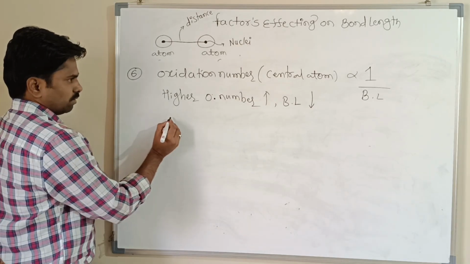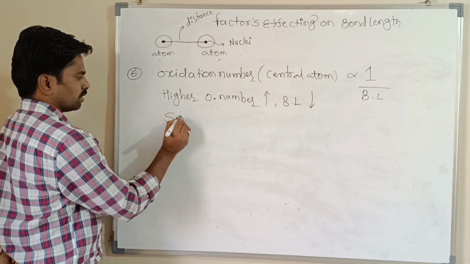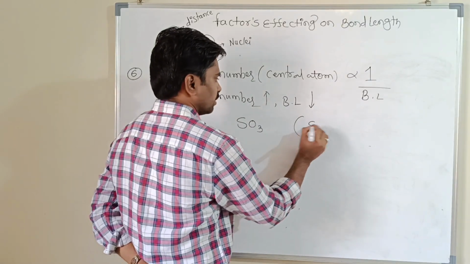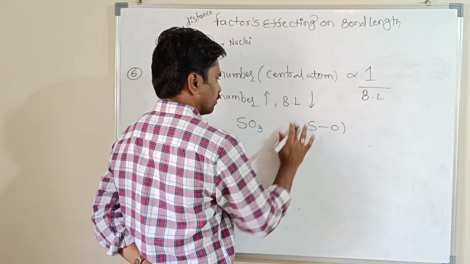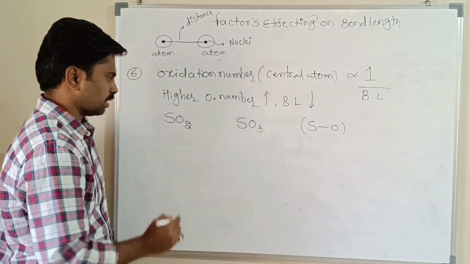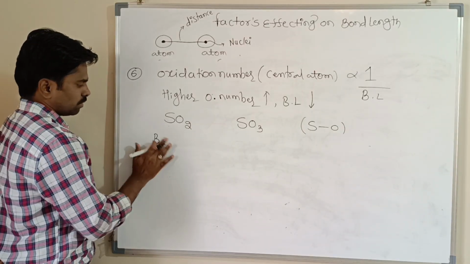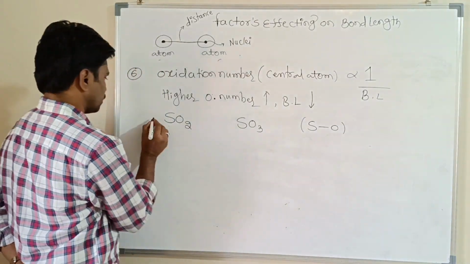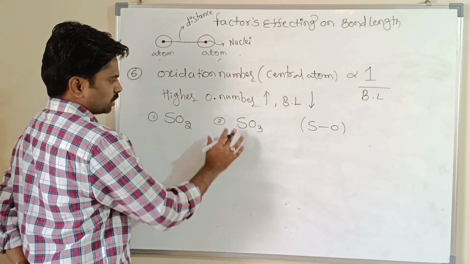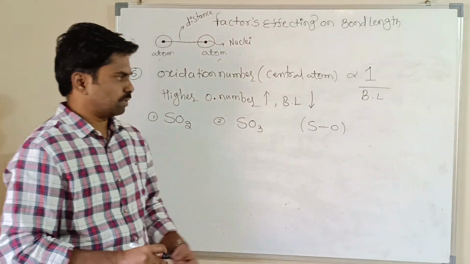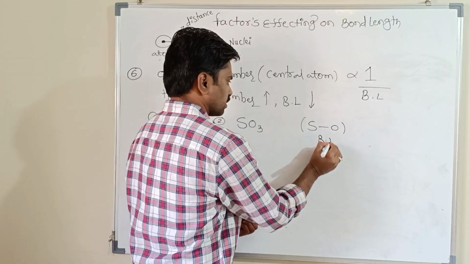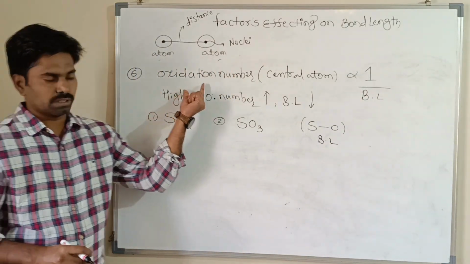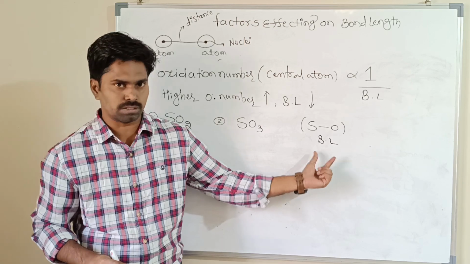So I'll give you an example. Now there is SO2 and SO3. Now you have to compare the bond length between sulfur and oxygen, which has the highest bond length. So first of all, you find out the oxidation state of the two examples. There is option 1, option 2. So you have to find out which bond length is highest. So first of all, we calculate the oxidation number. Then after, we find which has the highest bond length.